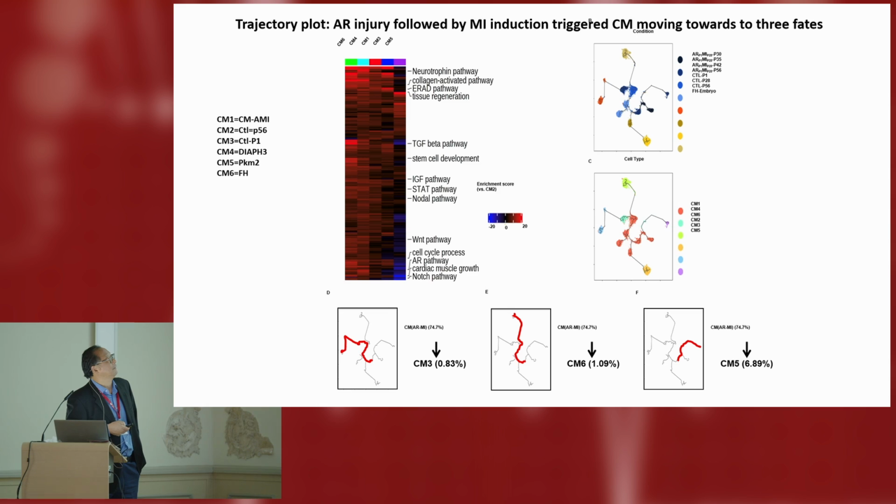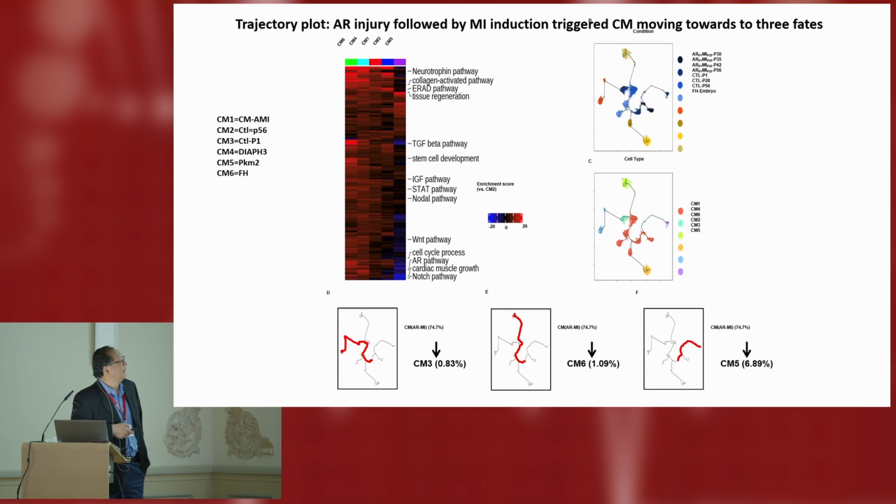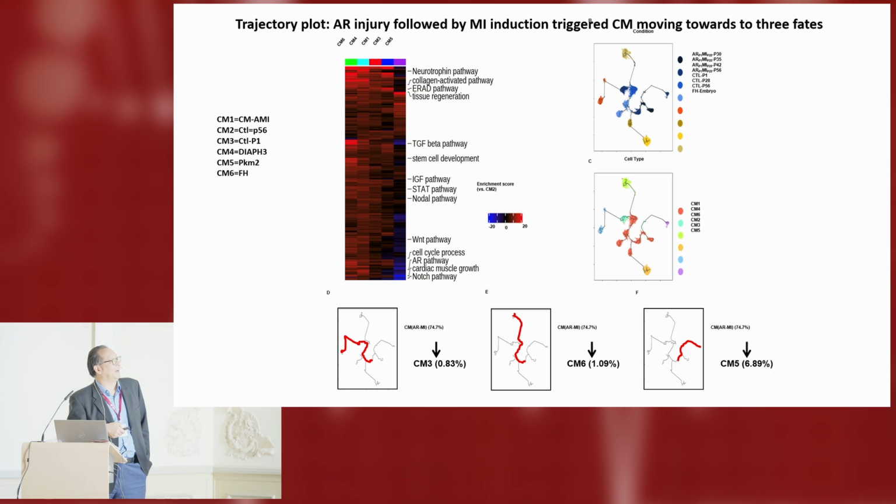Again, CM5 is PCAM2 positive. So this is the trajectory plot of apex injury followed by P28 LAD ligation. We see the injured LAD myocyte goes to CM3, that is the P1. It's a trajectory plot. So it goes to P1, goes to the fetal heart, and then goes to the PCAM2.